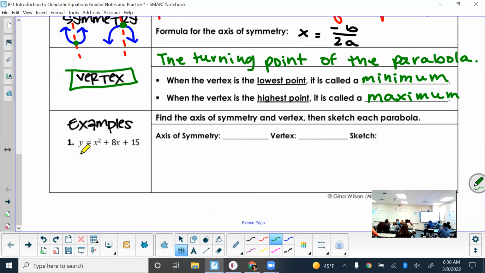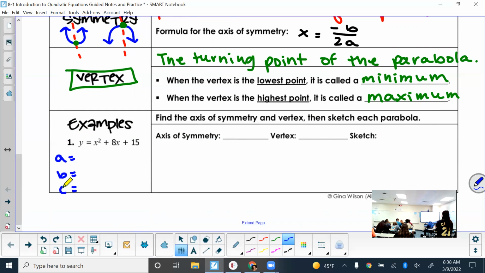All right, then let's do an example. For each of these problems and for the problems on your practice, you're gonna solve for axis of symmetry, vertex, and then you're just gonna do a rough sketch. We'll learn how to like really graph it tomorrow. All right, but just a rough sketch today. So first thing, look at your given quadratic equation. It'd probably be a good strategy to just label what A, B, and C are.